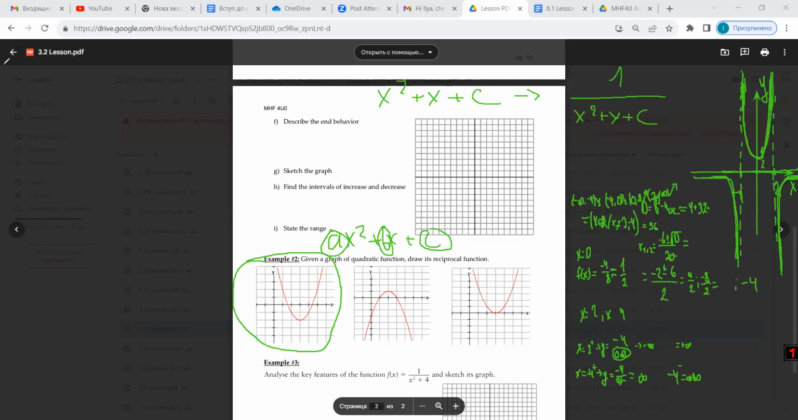Okay, 15 minutes from now, you take your time to do example number 2, first picture, and I'm going to denote the vertex for you. It has coordinates x equals 3 and y equals -2.